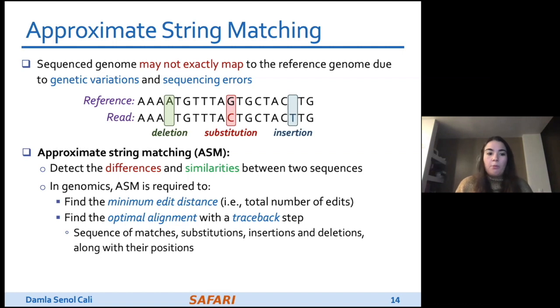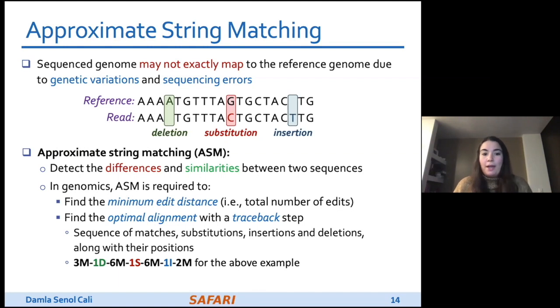In this traceback step, what we do is we find the sequence of matches, substitutions, insertions, and deletions along with their positions. For example, when we look at this example here, we see that we have 3 matches followed by a deletion, and then 6 more matches and a substitution, and 6 more matches and an insertion and 2 matches for this example. So this is the traceback output we want to come up with. But approximate string matching algorithms need to perform this additional traceback step in order to find that, because as the first step, they only find the edit distance, or in some other scenarios, the score of the alignment.